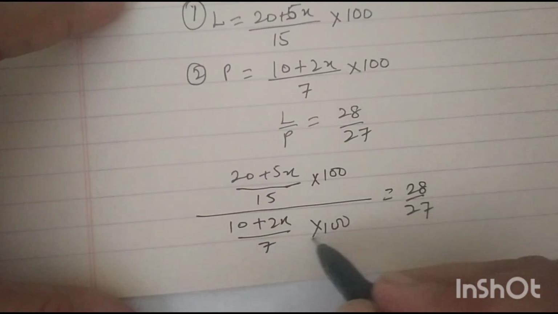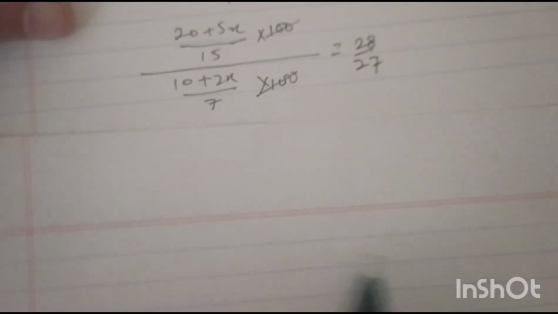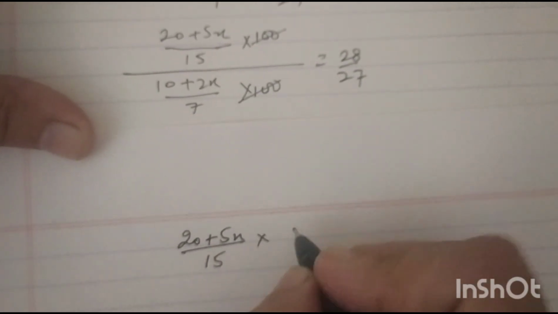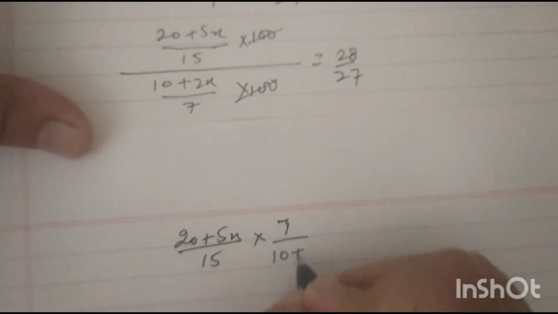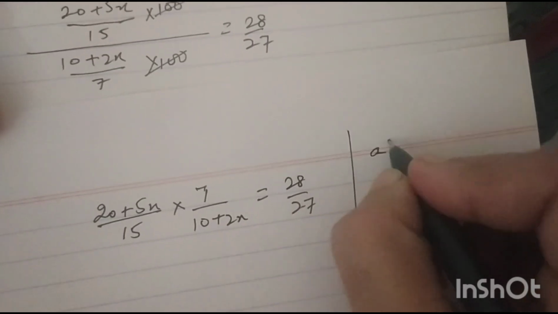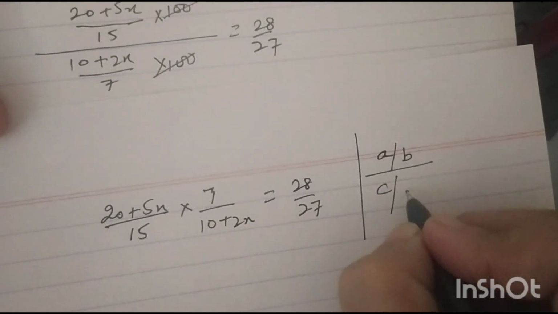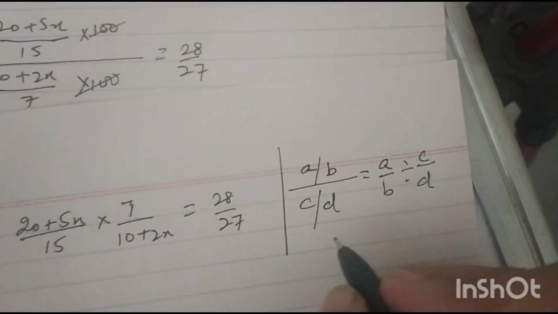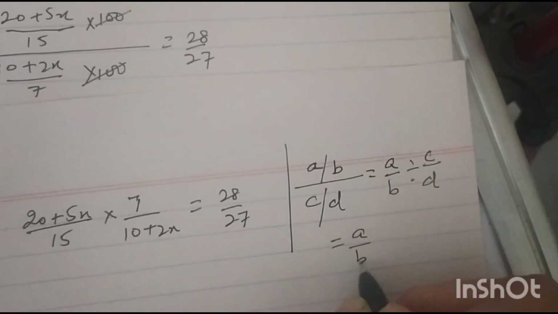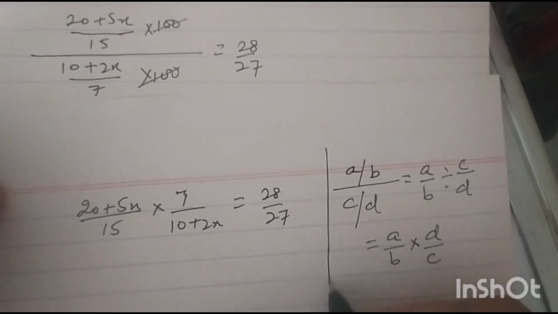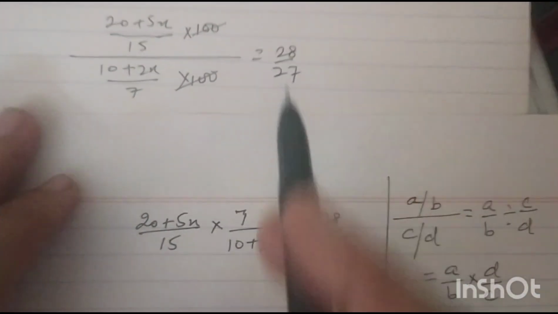So this 100 cancels out and this becomes 20 plus 5x over 15 and 7 over 10 plus 2x equal to 28/27. We have used this: A over B over C over D is nothing but A over B divided by C over D, and this is A over B into D over C. So we have used this for solving this equation.